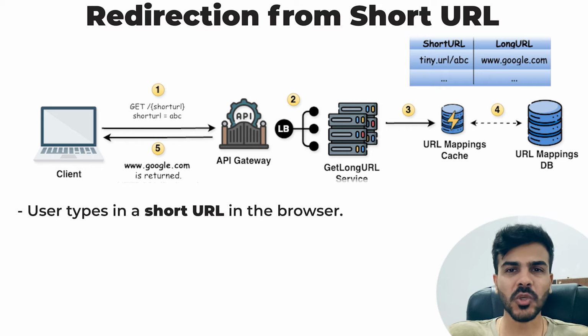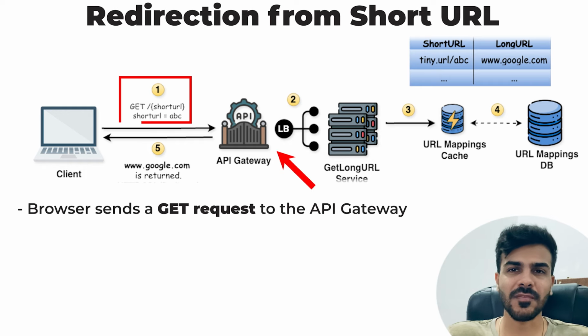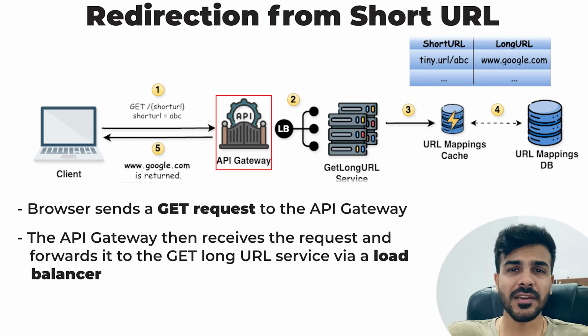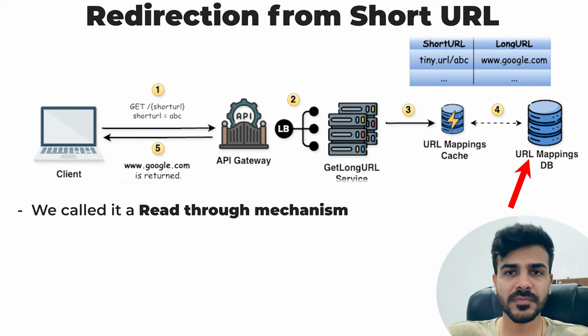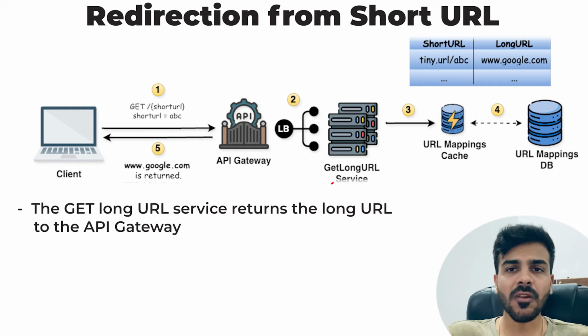The user types in a short URL in the browser. When he presses enter, the browser sends a GET request to the API gateway. The API gateway then receives the request and forwards it to the GET long URL service via a load balancer. The GET long URL service checks the cache for the short URL. If it's a cache miss, it would read from the database through the cache. We called it a read-through mechanism, if you can recall. Finally, the GET long URL service returns the long URL to the API gateway, which then ultimately sends it back to the user.